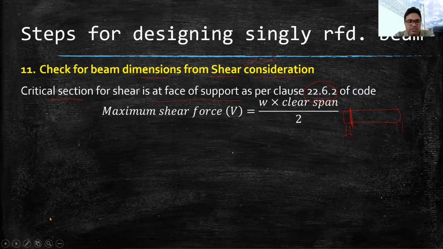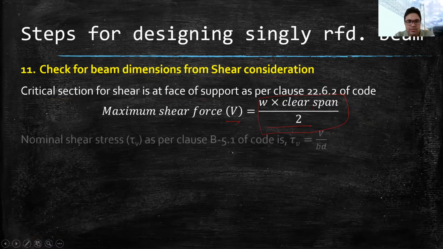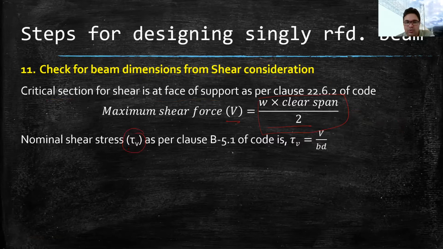So therefore, to check the shear consideration, first of all we will find out the maximum shear force. I have explained how we find this W into L by 2. This is actually the reaction at the support, which is WL by 2. Then we will find out the nominal shear stress, which is tau v. The formula for tau v I have discussed in the previous part, and the same formula is given in this clause also: tau v is equal to V by bd. I will show you the same formula in the IS code also.